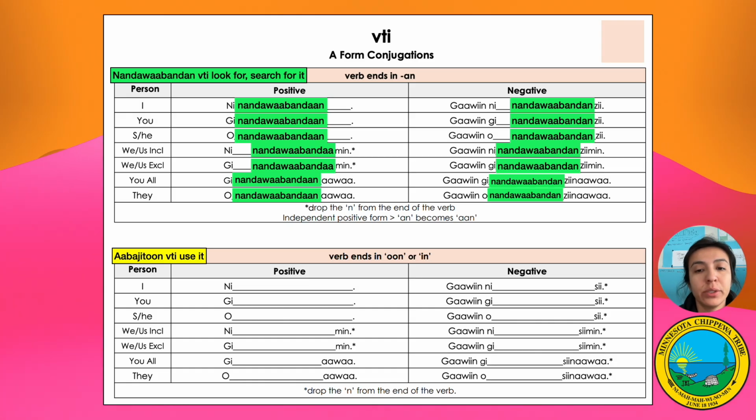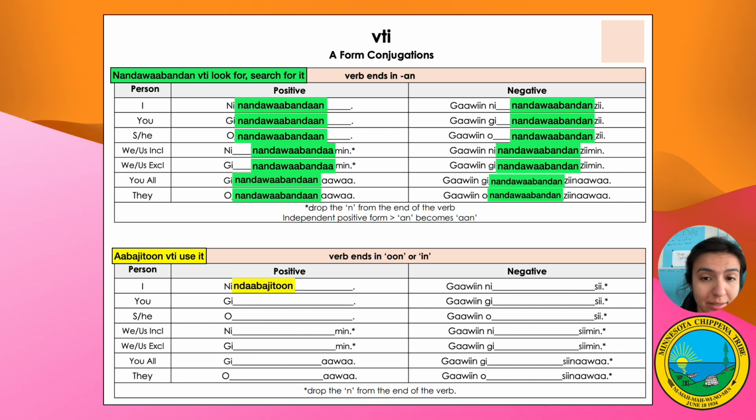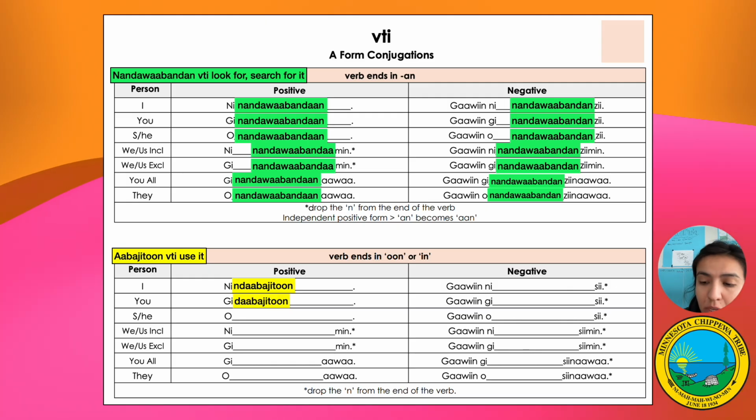Abajatun, another very useful verb in everyday speech. Use it. So say you're sitting a kid down, you want them to draw, give them a crayon. Abajatun. I am using it. Nindabajatun. This works for all inanimate objects. Gidabajatun. He or she uses it. Odabajatun.